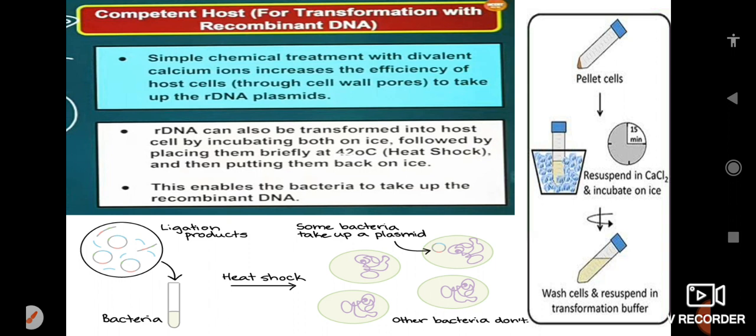The other method is what? The recombinant DNA can also be transformed into a host cell by incubating both on ice, followed by placing them briefly at 42 degrees Celsius. This is known as heat shock, and then putting them back on ice. So you put them on ice, then heat it, and then put them in ice immediately. This enables the bacteria to take up the recombinant DNA.